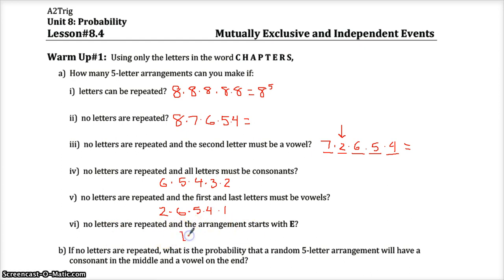Okay. No letters are repeated, and the arrangement starts with E. So there's 1 choice for the first thing. You don't really have to put that there, because 1 times 1 is 1. So there's 1 choice for how to start with an E. And then after that, there's only 7 other letters remaining that aren't E's.